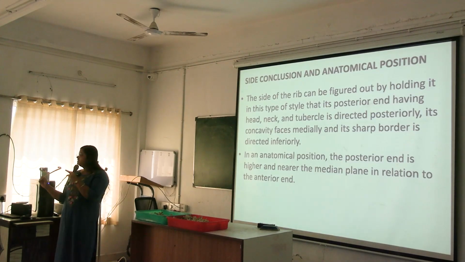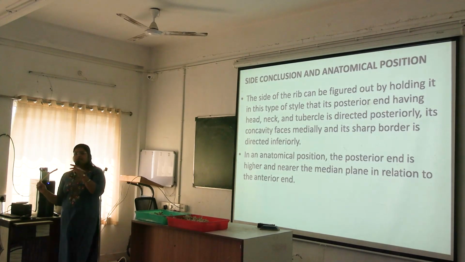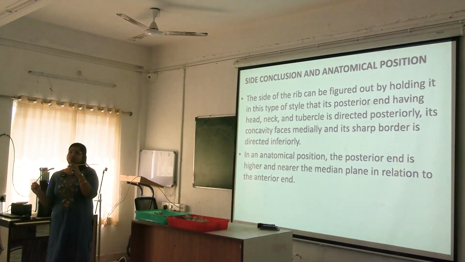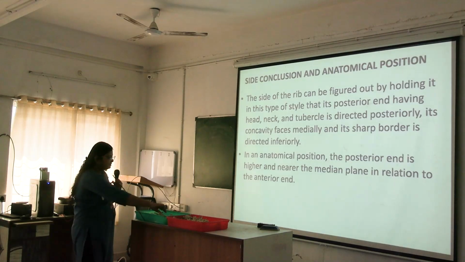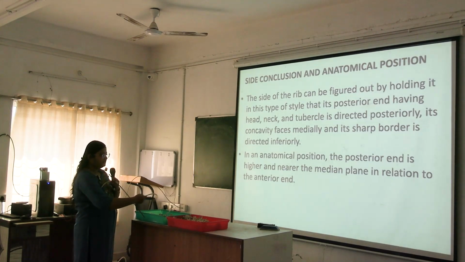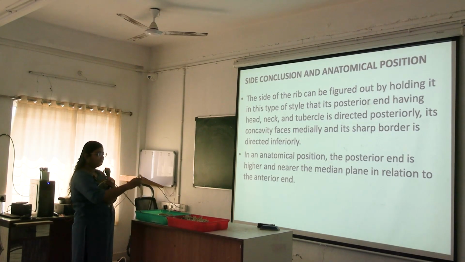So the anatomical position is clear. Everyone must hold it in anatomical position. Okay, typical rib. After that we will discuss atypical ribs. So this will be the anatomical position of the rib. It is a typical rib of the right side. Like this you will see. This is also right.